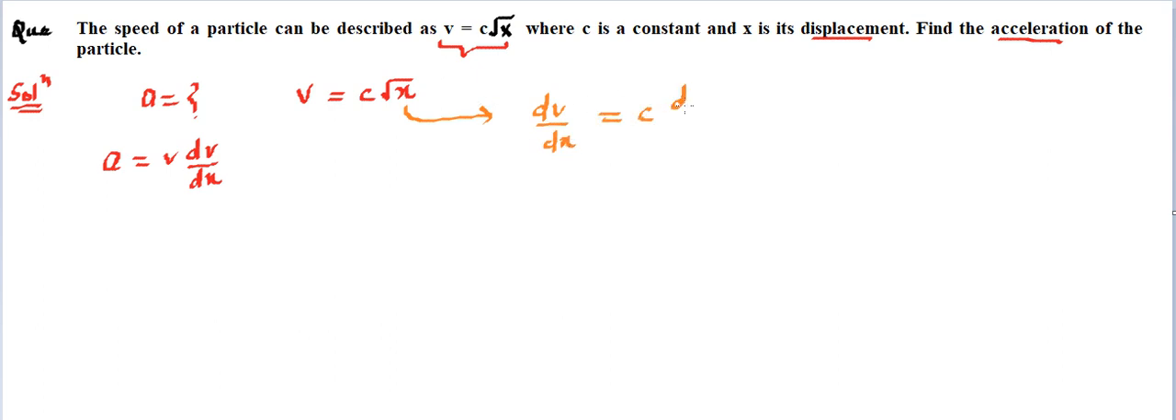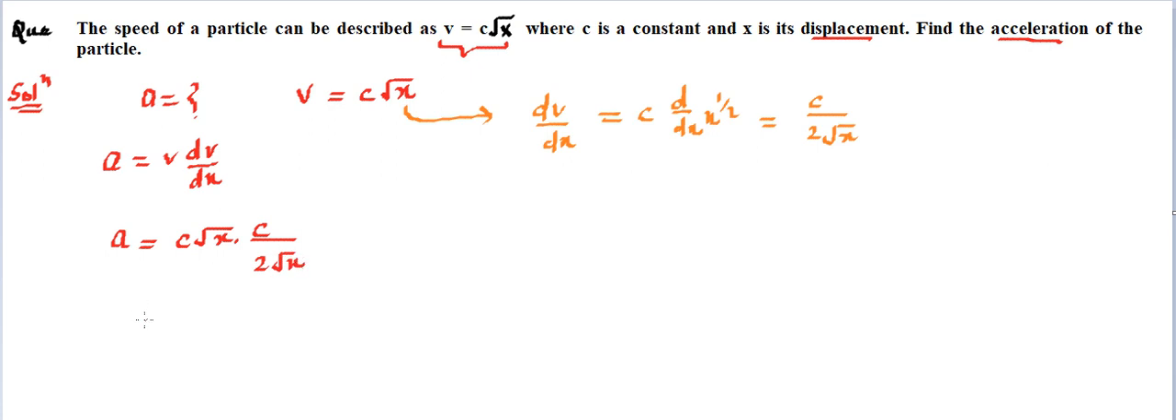C will come outside and it will be d upon dx of x raised to the power half. As per the rules, it's going to be C upon 2 root x, because the power will reduce by 1, so minus half, that will go downside, and this half will come as 2 downside. So this will become dv upon dx. Then a is going to be equal to the value of v, which is C under root x, into the value of dv by dx, which is C divided by 2 times root x.